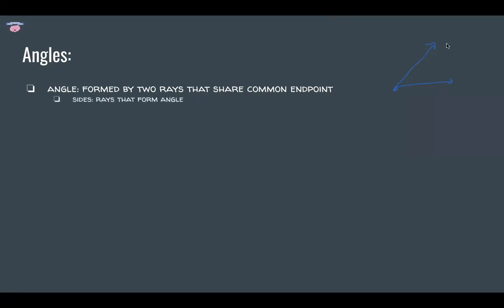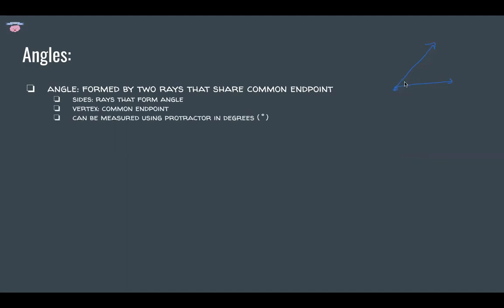So angles. An angle is formed by two rays that share a common endpoint. This is an example of an angle. This is one ray, this is the second ray, and this is the common endpoint. The sides are the rays that form the angle. These two are the sides. The vertex is the common endpoint. It can be measured using a protractor in degrees.